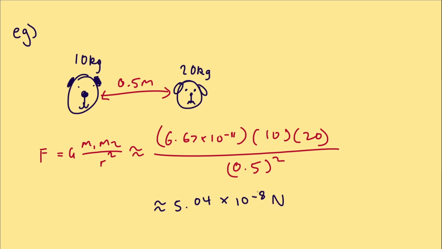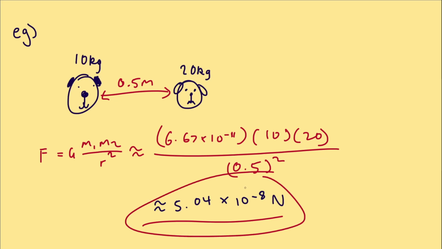This number is so small that it's unnoticeable. You cannot notice these two dogs attracting each other. And even if you did care about this tiny force, usually the force like friction and tension in muscles is way stronger. So this gravitational attraction between these two doggies is impossible to see.